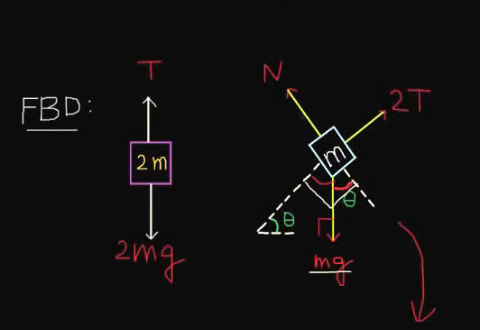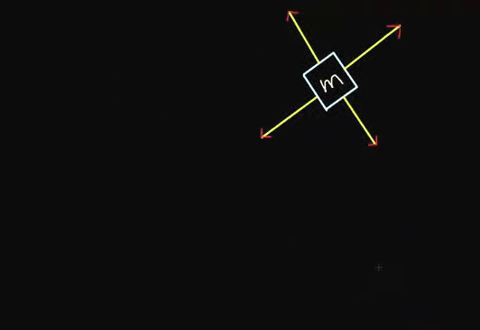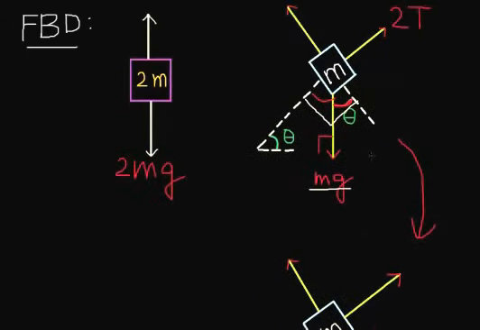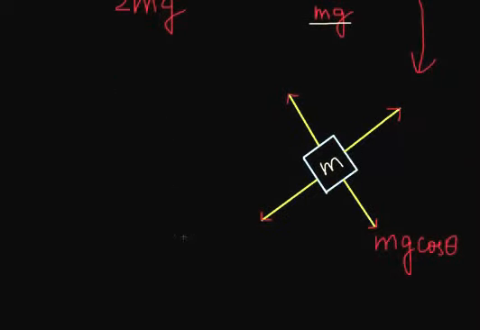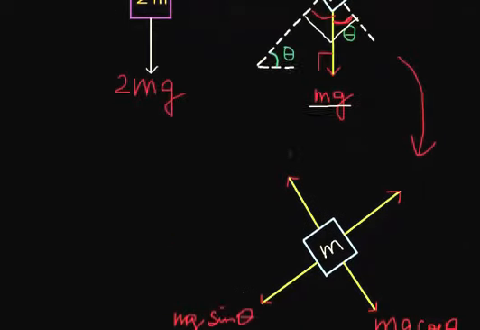So we can say that the component of mg which is parallel along N is given by mg cos theta. So this component becomes mg cos theta, and the component of mg which is parallel to 2T is mg sin theta. So this force becomes mg sin theta.